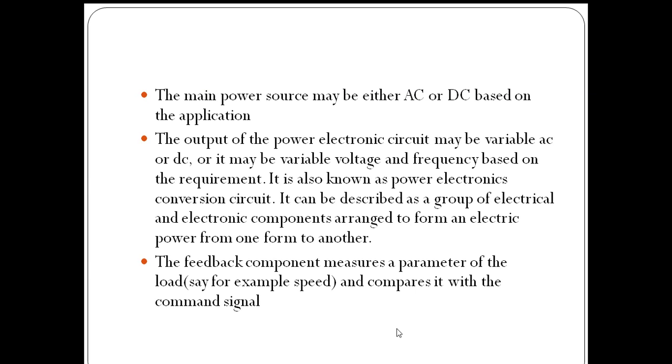The main power source may be either AC or DC based on the application. The output of the power electronic circuit may be variable AC or DC, or it may be a variable voltage and frequency based on the requirement. It is also known as a power electronics conversion circuit. It can be described as a group of electrical and electronic components arranged to convert electrical power from one circuit to another.